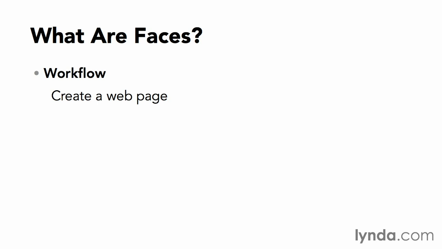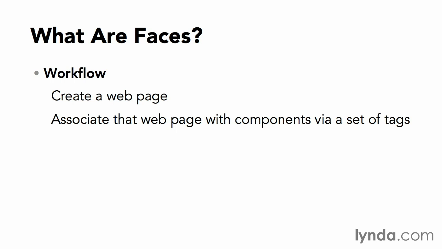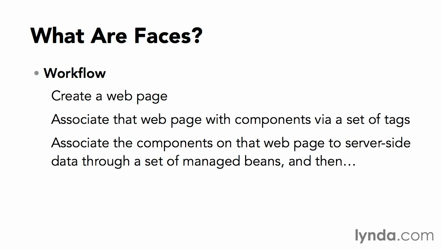First, we create a web page. Then, we associate that web page with components via a set of tags. We can then associate those components on that web page to server-side data through a set of managed beans, and then we can create a web deployment descriptor. In addition, you can use application configuration resource files to configure custom components, beans, and page navigation rules.